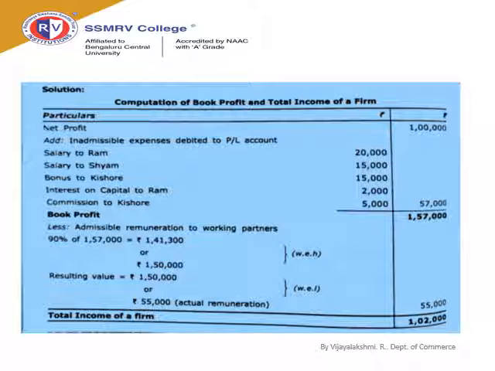Please do remember, out of book profit, admissible remuneration will be deducted so as to get the income of a firm. Book profit is 1,57,000 and admissible remuneration is 55,000. Out of 1,57,000, we should deduct 55,000 so that we will get the income of a firm.